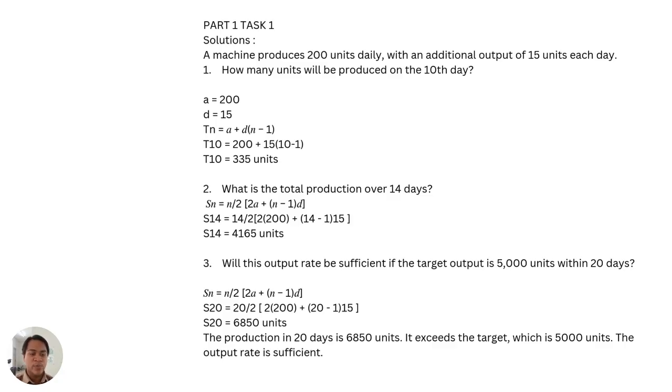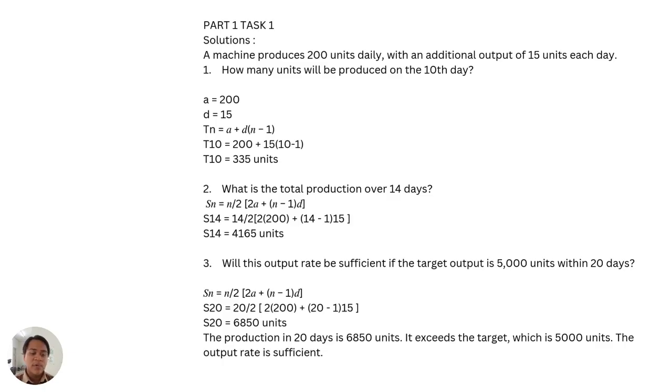For this question, we use the formula Sn equals n divided by 2 times 2a plus n minus 1 d. So we still use the same information that the first term is 200, D is 15, and for n we use 15, because we need it over 15 days. So when we substitute the information, we will get the total production over 15 days, which is 4,125 units.